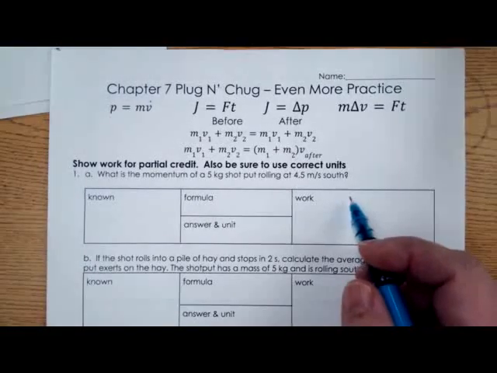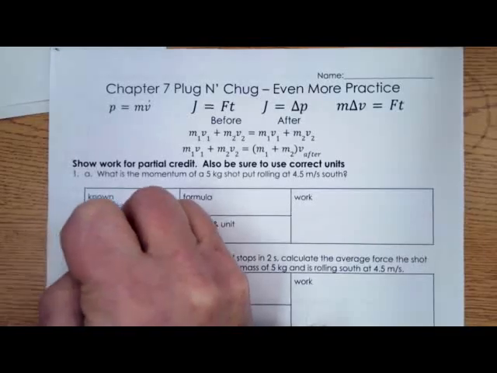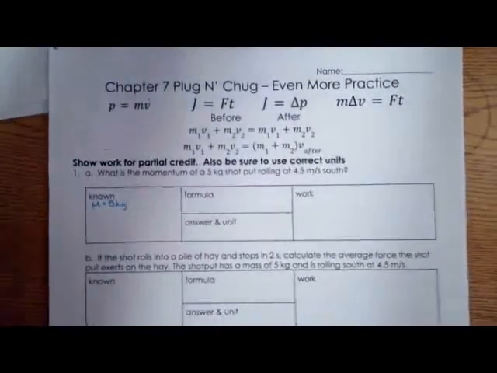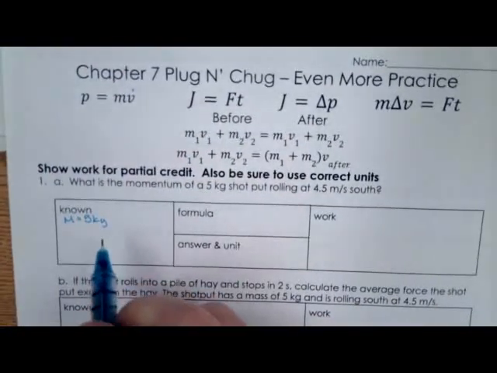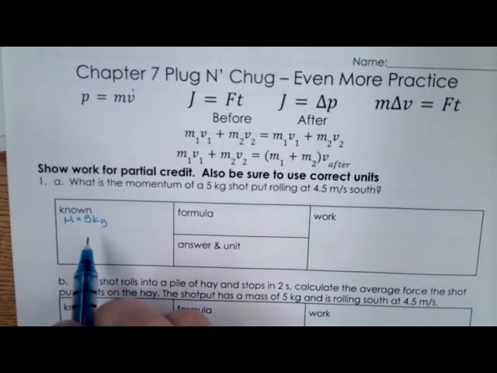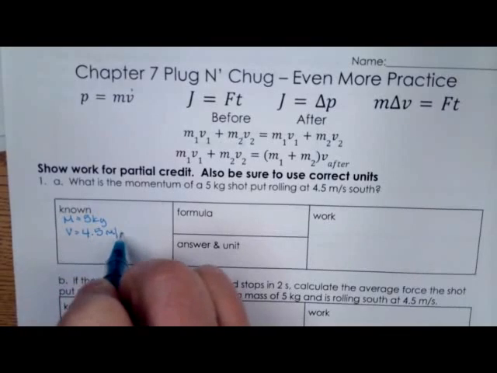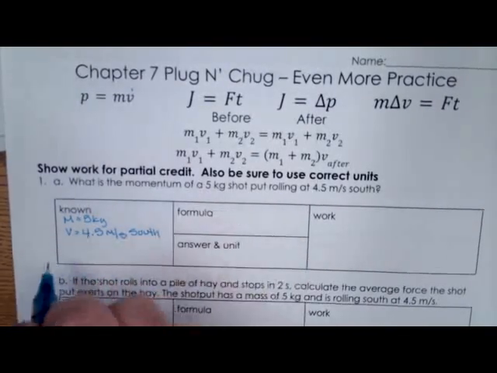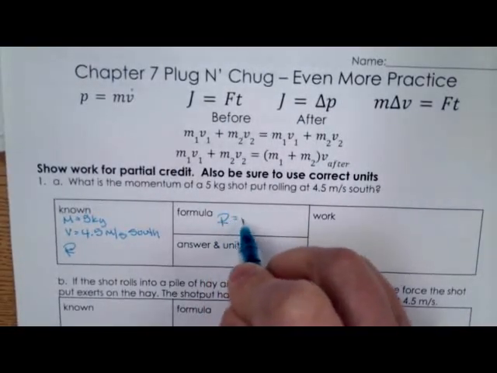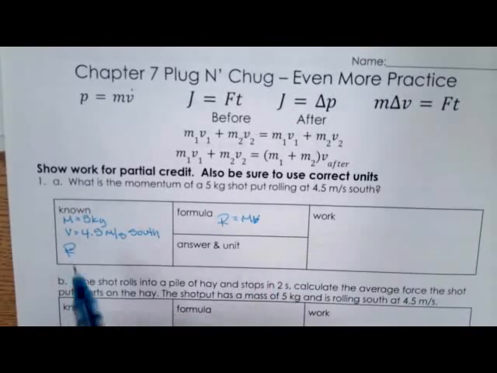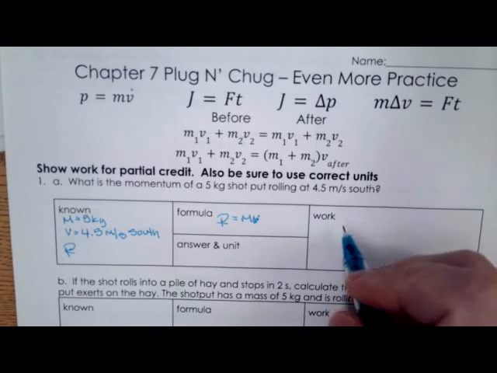What is the momentum of a 5 kilogram shot put? So mass equals 5 kilograms. See if I can adjust my camera so you can see while I'm writing here. Might be a little bit better. And it's rolling at a velocity of 4.5 meters per second south. And we're interested in the momentum, lowercase p. So this is our formula because it's the only one that has all three of those things in it, and just those three things. So let's substitute into the formula.